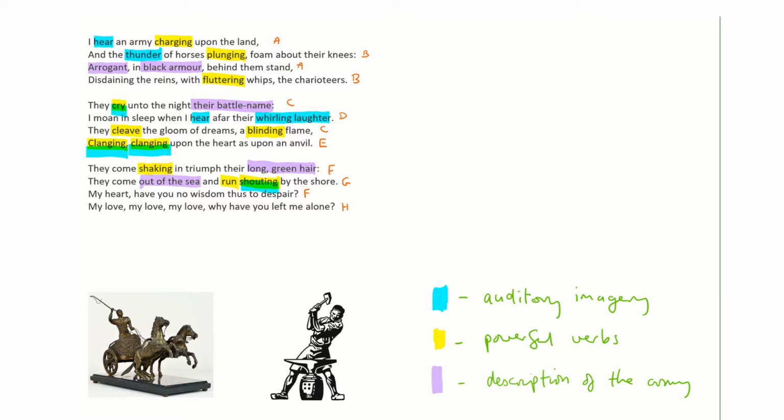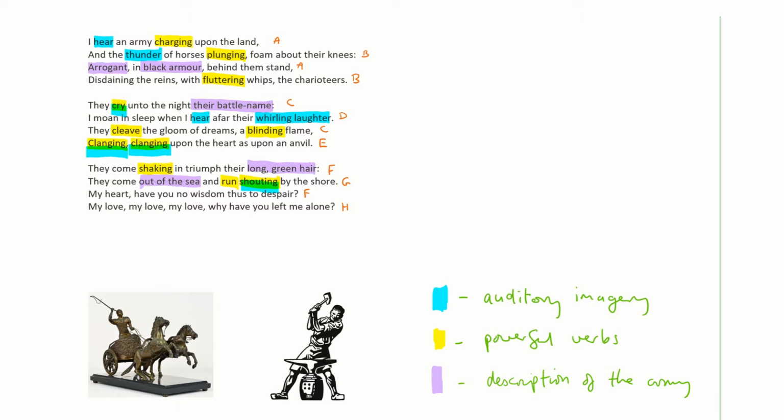In yellow, we've got powerful verb choices that are often used to describe the movement of the army, and the things that they do. And then finally in purple, we've got words or phrases that directly describe the army and help create an image of those in our mind. Hopefully you can see on the bottom right of the screen there's a key which makes clear what the different colour coding means.